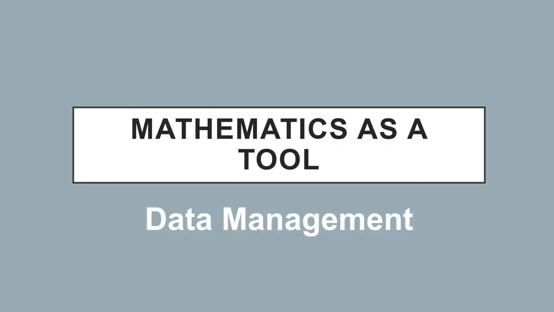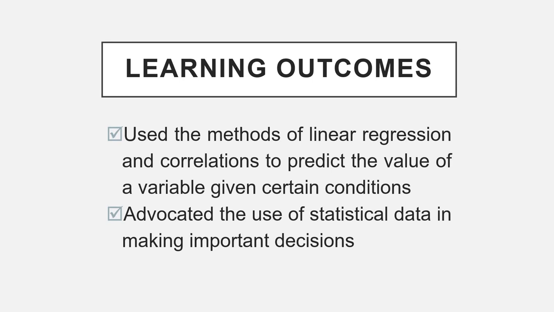So the first lesson for the final term is actually a continuation of the midterm topic. So this is still under data management. So for our learning outcomes, we will be able to use the methods of linear regression and correlation to predict the values of a variable given certain conditions and advocate the use of statistical data in making important decisions.